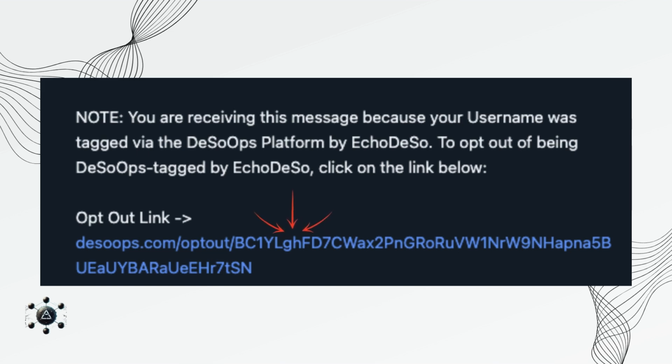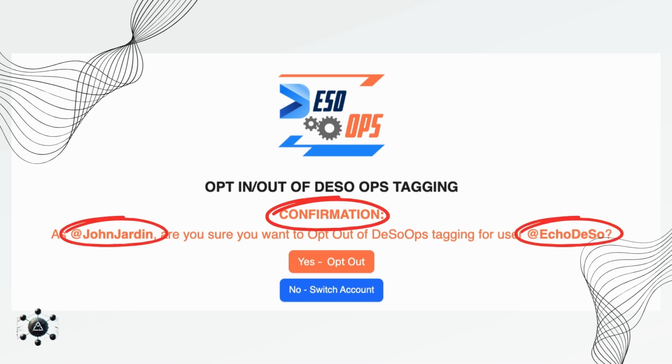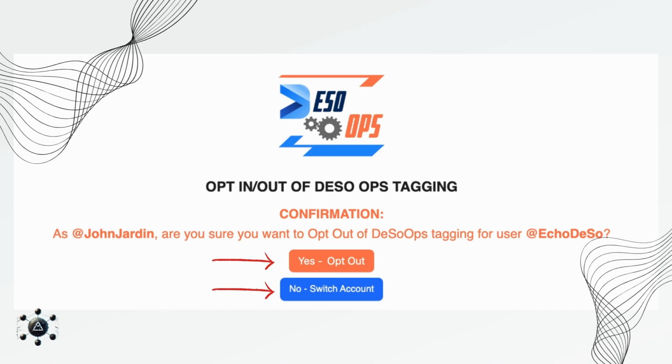But as of version 2.6, when you do click on the opt-out link, you'll be taken to the DeSoOps page, and it will first prompt for confirmation if you do in fact want to opt out of DeSoOps tagging based on the current account you are logged in as. You'll be given two options. The first being that you do in fact want to opt out, or alternatively, you want to switch to a different account before opting out of DeSo tagging for the specified DeSoOps user.